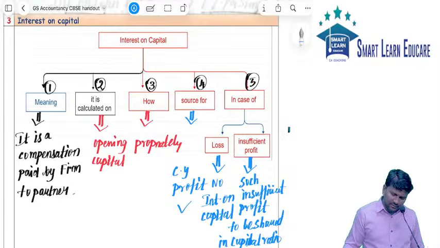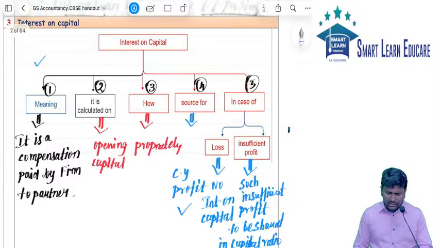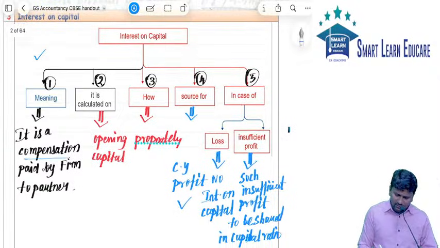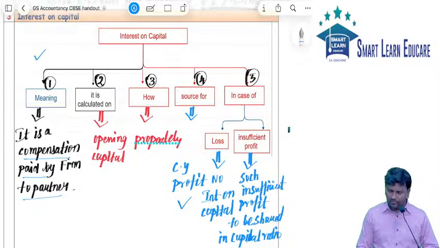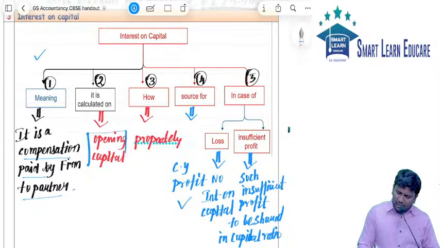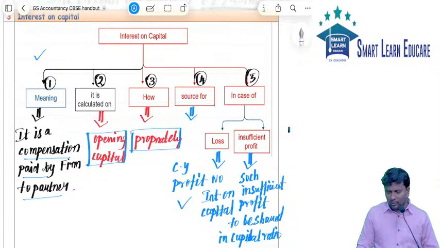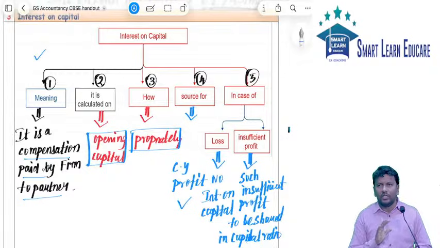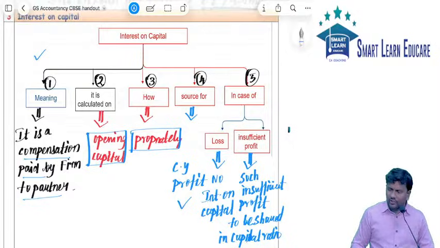So 5 things I have given. First one, meaning of interest on capital. What is interest on capital? It is a compensation paid by firm to partners. It should be calculated on opening capital. How should it be calculated? Proportionately. What is the source for interest on capital? Current year profit. In case of loss, no interest on capital. In case of insufficient profit, such insufficient profit to be shared in capital ratio.